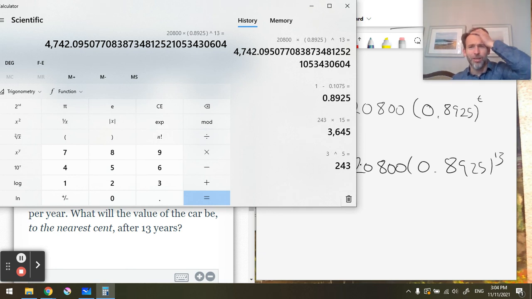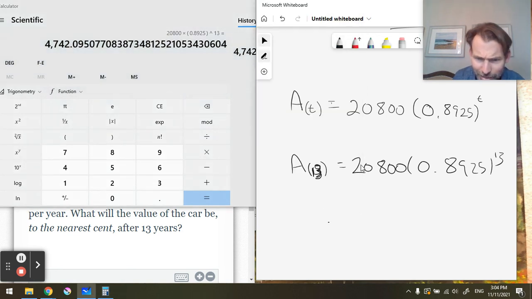I don't need the value of a car to a dime. Maybe to like the closest $50, closest $100 would be fine. Like if you told me the answer was $4,700, I'd be like, full marks. Because you know what? You're selling a car. No one asks for pennies. Hey, you forgot 3 pennies. The deal's off. I'm not selling you my car. No way, man.